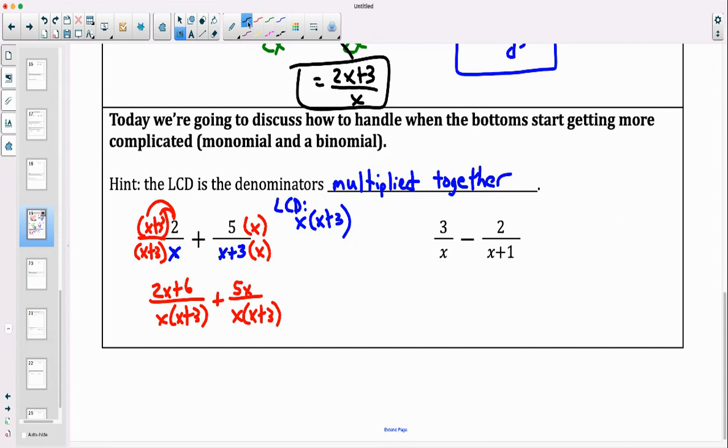Okay, then we look for common denominators. That would be common like terms. That would be the 2x and the 5x. We can add those together to get 7x. And then the rest of it is just going to be our answer. We have a positive 6. And then on the bottom, we have an x and an x plus 3. There's no GCF of the top, which makes this our answer.